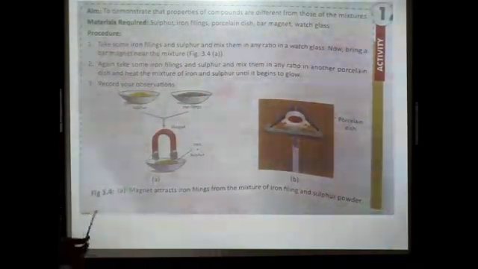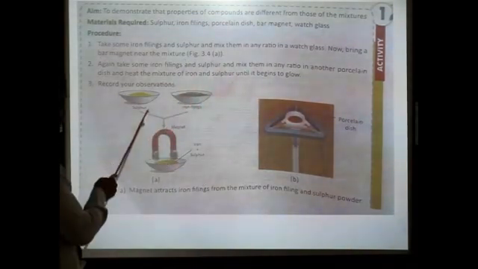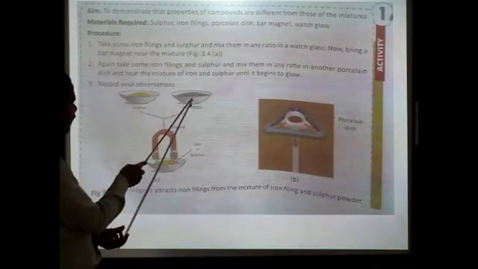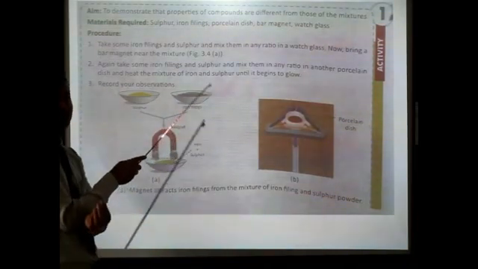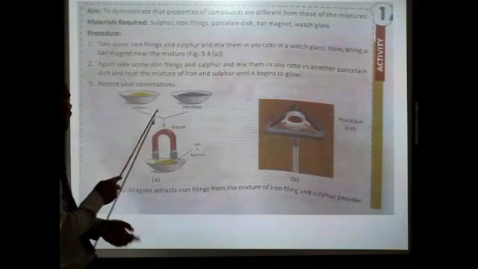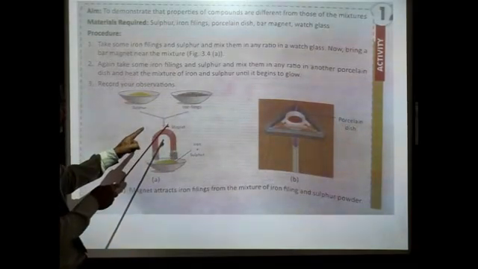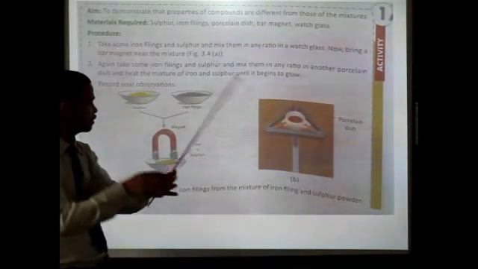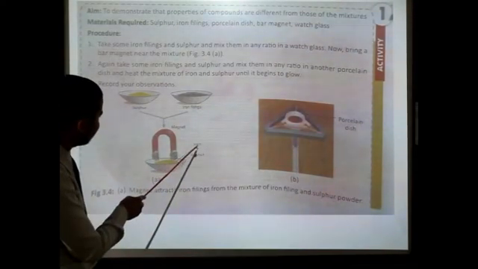Procedure: take some iron filings and sulfur. Here this sulfur is a yellow colored solid substance, and iron filings, you can say iron powder. When you mix these two physically, then you will get a mixture of iron and sulfur.